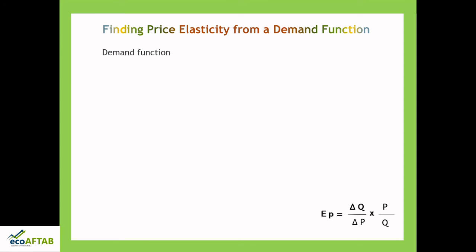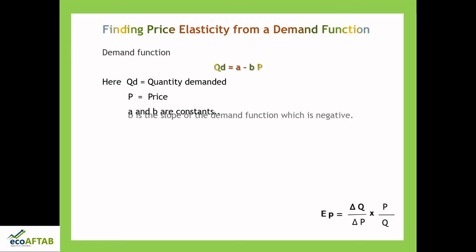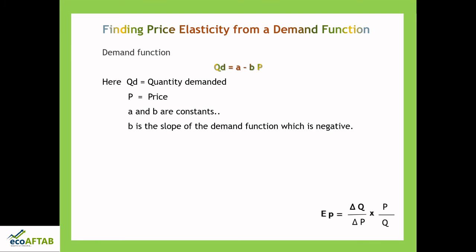As you know, we understood while we were studying demand analysis and the demand function, quantity demanded is equal to A minus B P. Here QD means quantity demanded, P is price, and A and B are constants. When we speak about A, it means other things remaining constant, and B is the slope of the demand function, which is negative. As I told in my previous slide, the slope will always be negative when we speak about the demand function.